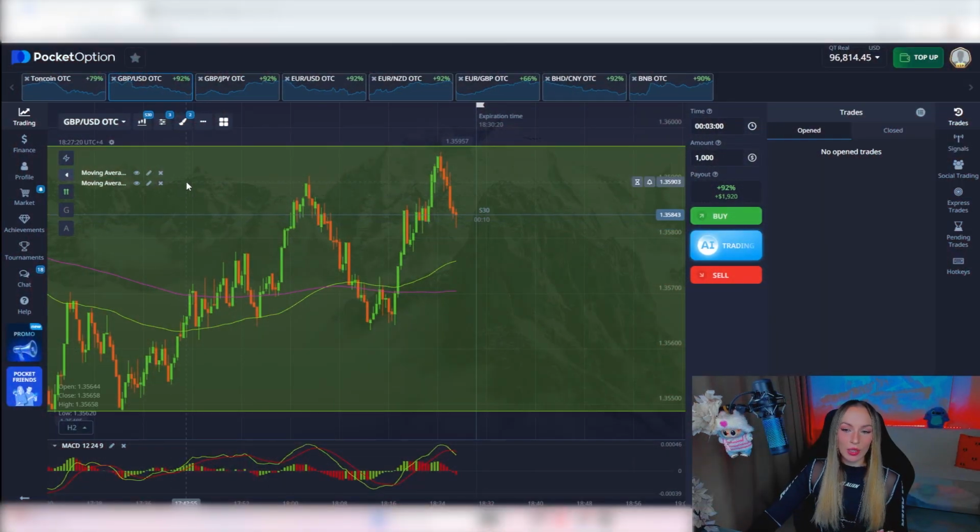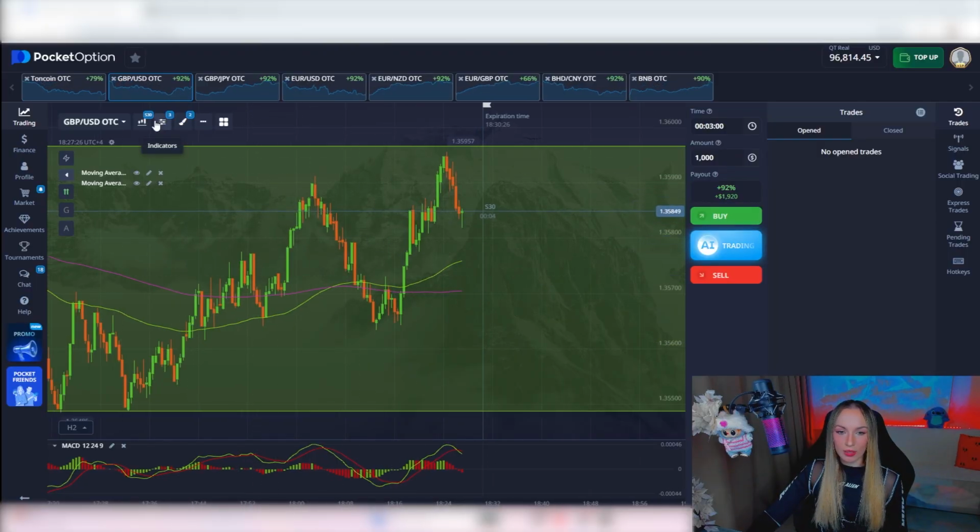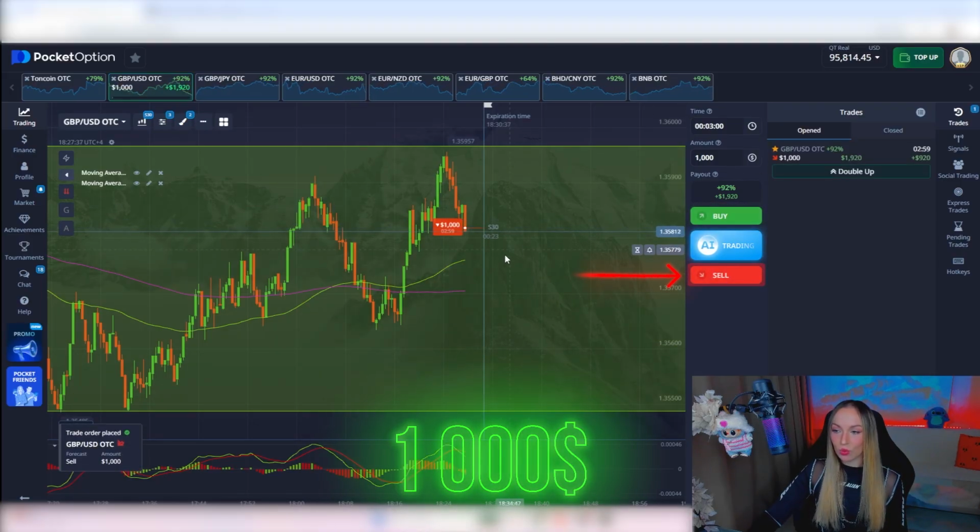Meanwhile, on GBP USD just formed right now a very good signal to open the trade down, even though moving averages are showing to us that it's an upward trend. But no, 3 minutes down right now.